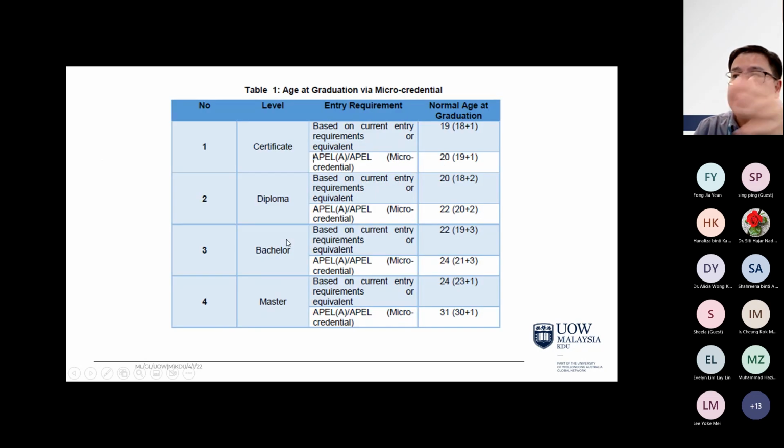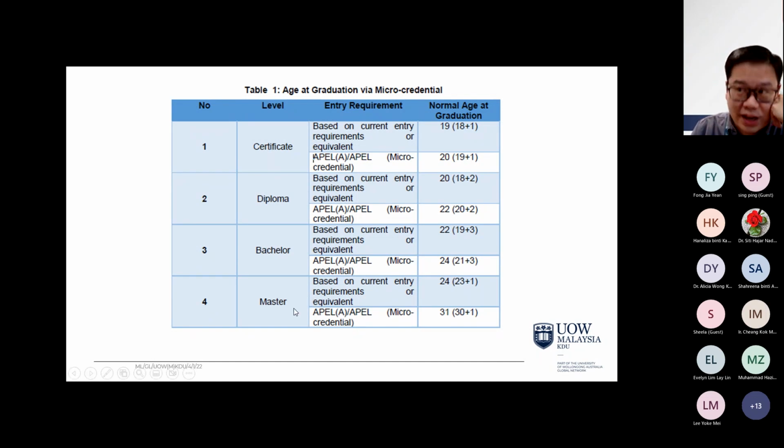Okay, and this is another example of age of graduation via micro-credentials. For a normal certificate, based on current entry requirements or equivalent, it is normally 18 plus 1, so 19 years old. For micro-credentials, you may go through the APEL route, so it's 19 plus 1. There are certain requirements that you need to meet. That means you will not graduate at the same time; you will be a little bit older, because it's supposed to cater for individuals who are working.